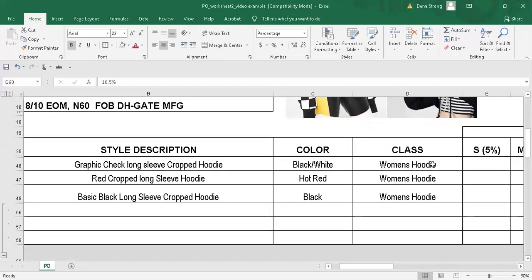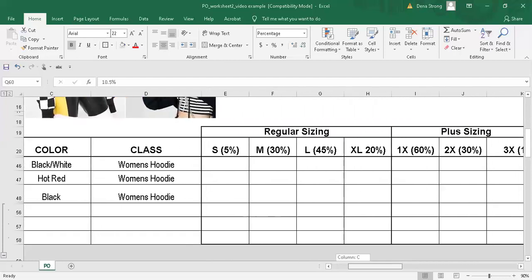So I'm going to list this color as hot red, and then of course the basic black. So my classification, you guys, is the women's hoodie or women's top. Depending on your retail organization, you would follow the classifications that are provided by your company. So now let's get into the details of the order, which is different from the basic.